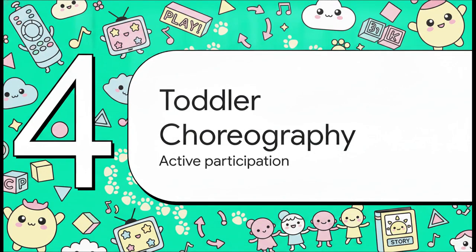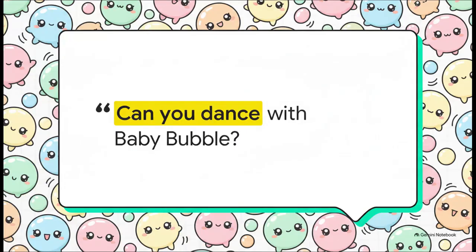All right, let's dive into interactive toddler choreography. This is arguably the psychological masterpiece of the whole script. The narrator pops back in, breaks the fourth wall again, and asks, "Can you dance with Baby Bubble?" This call-and-response prompt is just brilliant.